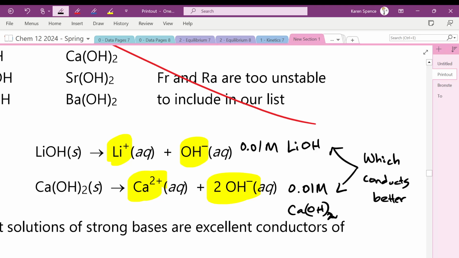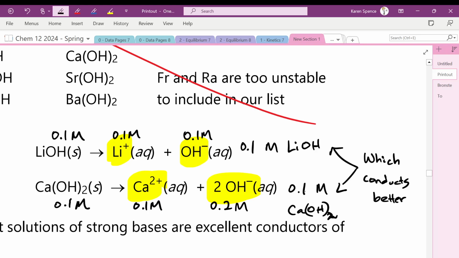The second one, because LiOH starts at 0.01 molar, and this is a 1-to-1-to-1 relationship, so you get 0.01 molar of the lithium and 0.01 molar of the hydroxide. But if we start with 0.01 molar Ca(OH)2, we end up with 0.01 molar calcium and 0.02 molar hydroxide, which means that I have more ions, therefore it is more conductive. Sorry about the slip on the decimals.